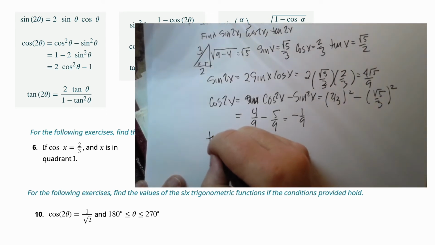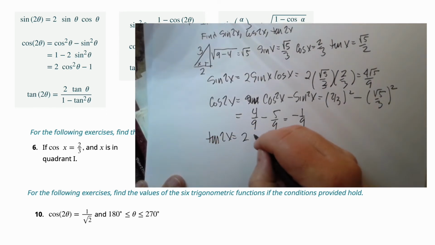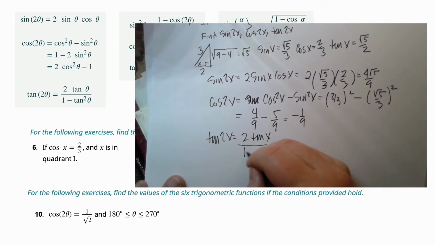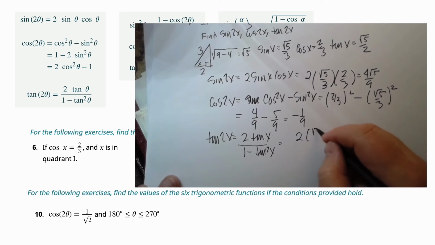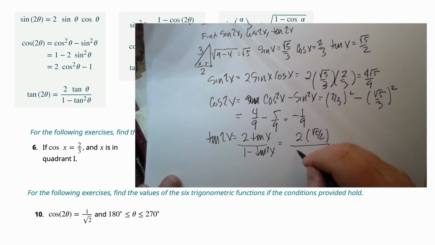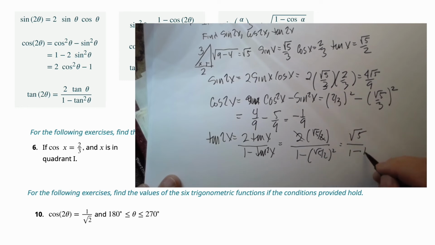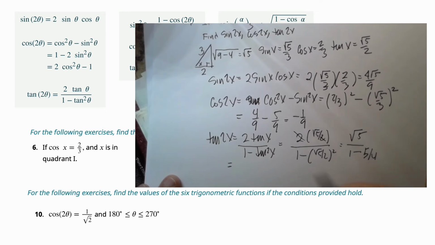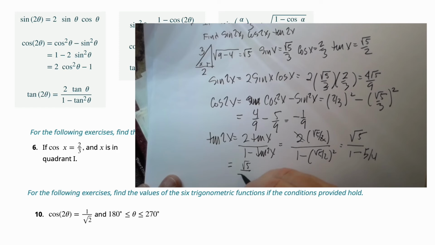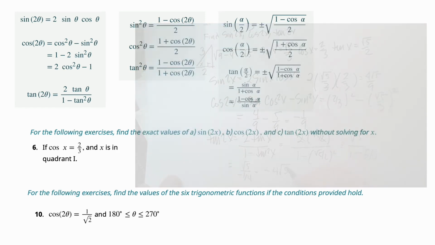Now the tangent of 2x would be 2 tangent x over 1 minus tangent squared x. So this would be 2 times the square root of 5 over 2, and 1 minus square root of 5 over 2 squared. So this would be square root of 5, because those divide out. This would be 1 minus 5 over 4. So that would give me square root of 5 over negative 1/4, which is negative 4 square root of 5.